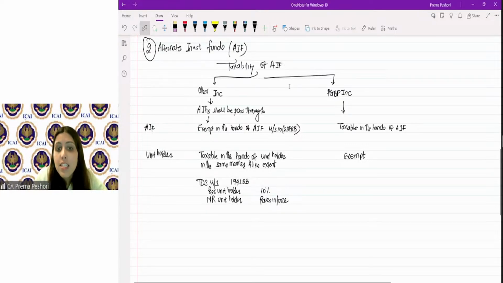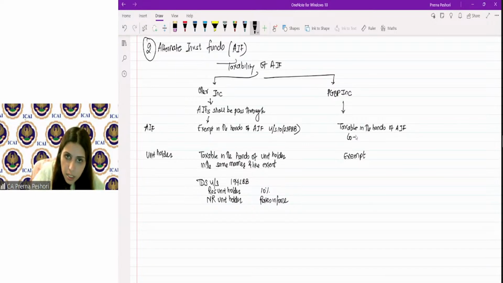Now, what about the tax rate which is there for the PGBP income in the hands of the AIF? Now, if the AIF is incorporated as a company or a firm, then the tax rate shall be 30% or 25% for company and 30% for the firm. Right?